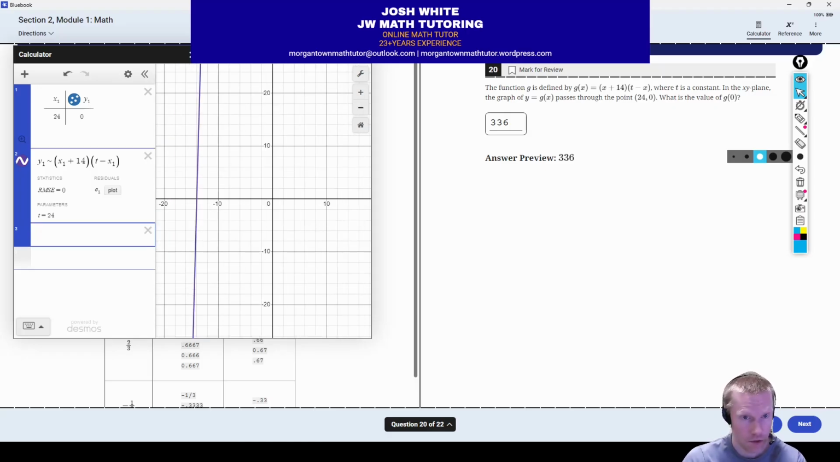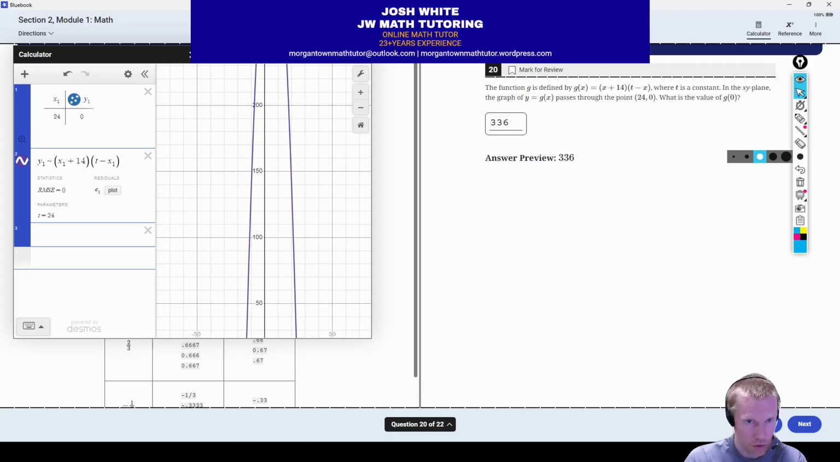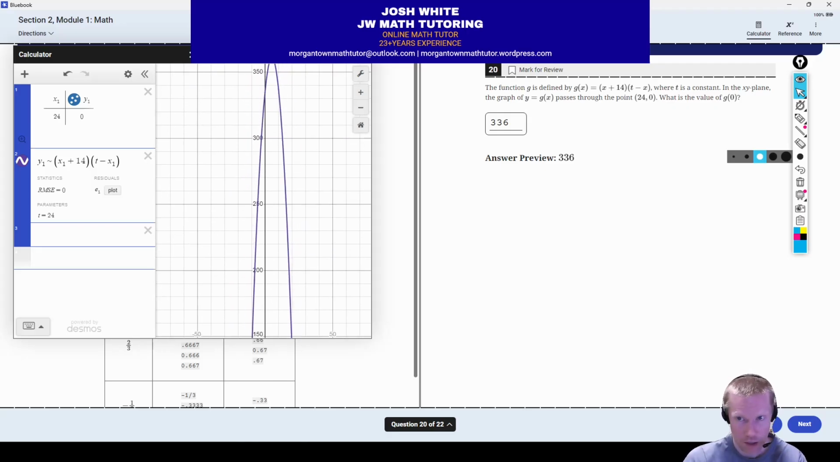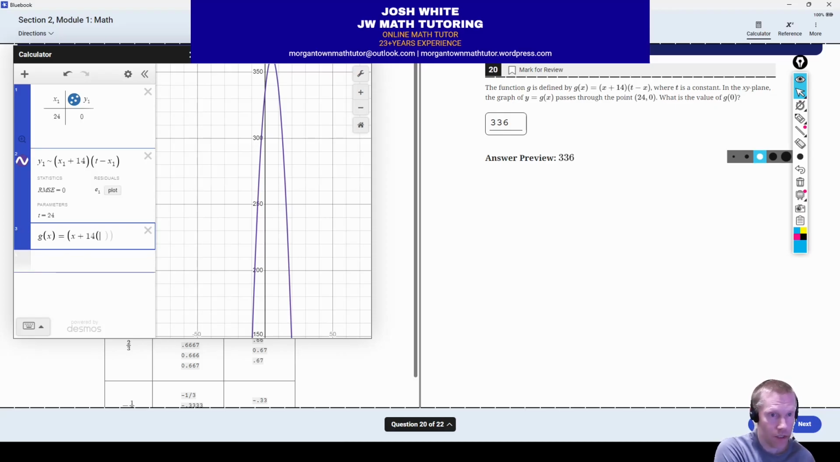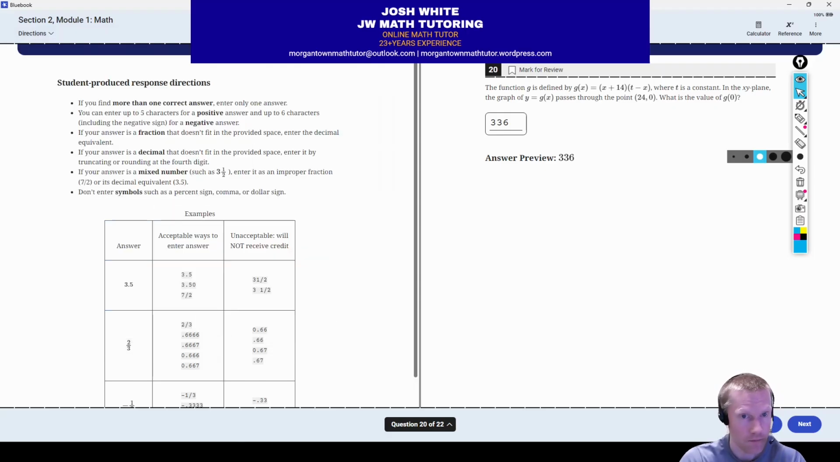All right. So now you could zoom all the way out and you could see, okay, when x is 0, where's the y-intercept? Well, it's up here at 336. If you don't want to do that, you could just type g of x equals x plus 14 times 24 minus x, and then you could do g of 0 down in the next line, 336, and you could just get it that way as well. Okay, so that's how you could do the entire problem again in Desmos.